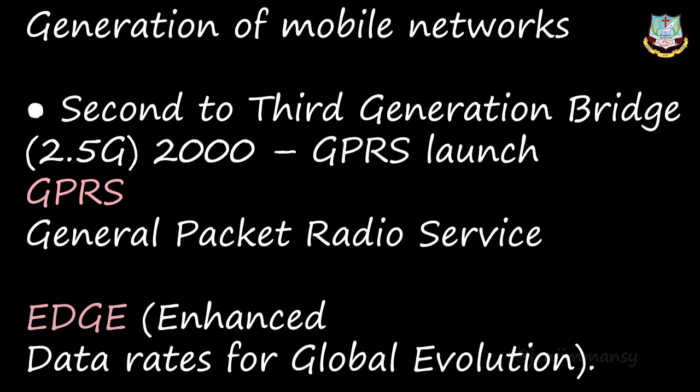GPRS is General Packet Radio Service, right? GPRS was introduced here in this 2 and 3 bridge, right? Between 2G and 3G, it was the second to third generation bridge, that is 2.5G, right? And this is the extra period of mobile networking development between 2G and 3G, right? GPRS is a data service which enables mobile data to send and receive messages, and also picture messages and emails.